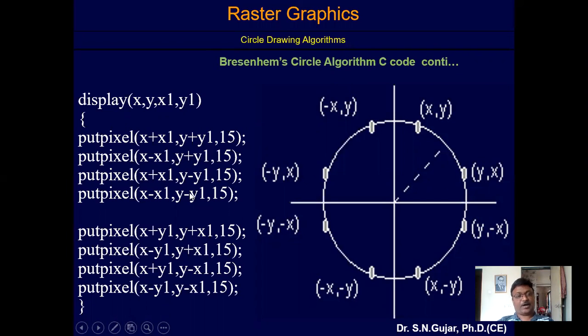Correct? Now, what do I have to do? Again, I need to calculate the 4 remaining parts, so I have to replace x1 with y1 and y1 with x1. Then it becomes plus plus, minus plus, plus minus, minus minus. Correct? So I repeat that again and then close your curly bracket.